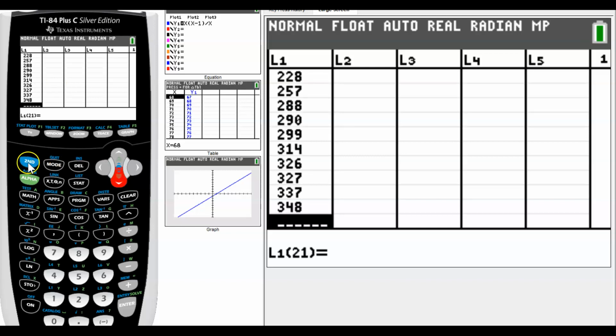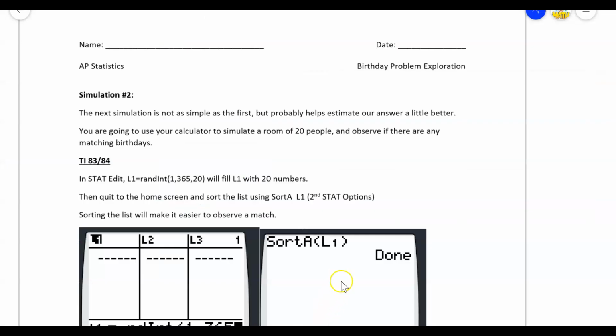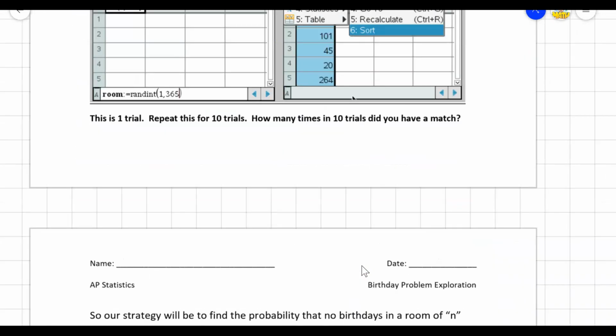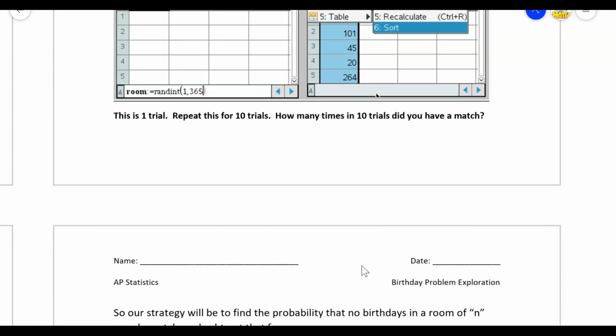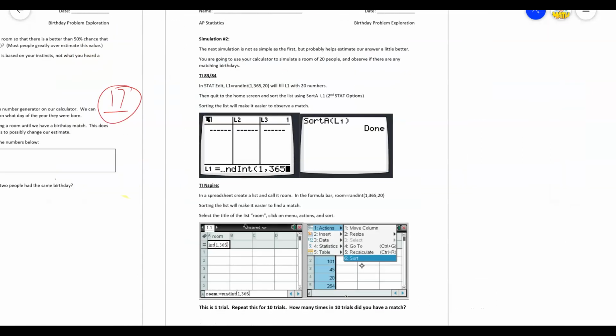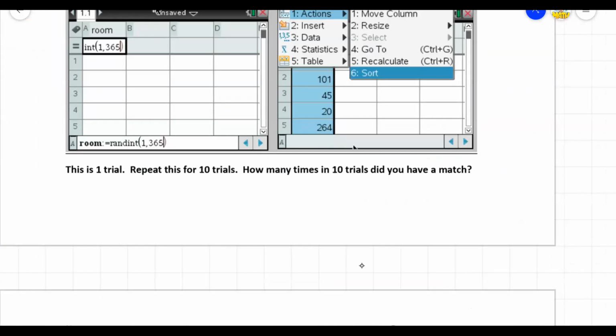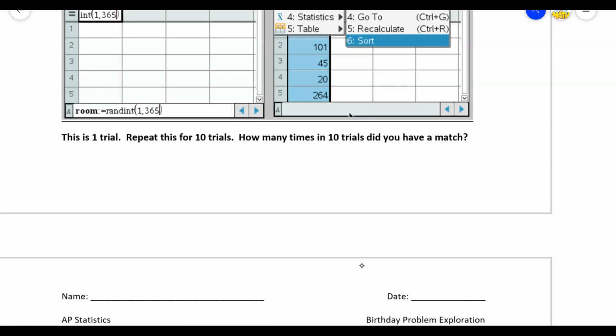All right, so my first group of 20, I would come back to my document here. In my first group of 20, what did I find? This is trial 1, repeat this for 10 trials, okay? So trial 1, no match, right? If I get a match, I'll put Y, and if I don't get a match, I'll put an N, okay? So our very first trial found us no match, okay?